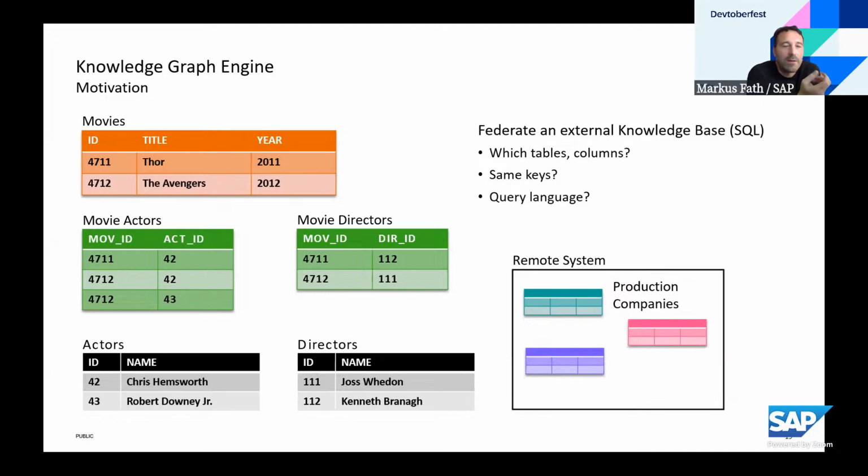Furthermore, what if there is a remote system which you would like to include in your knowledge base, which, for example, holds information on the production companies of the movies? So here the question is, how do you connect to that remote system? How do you identify the tables which you want to integrate in your knowledge base? Which columns are there? What do they mean? And especially if you want to do right joins and stuff like that, you need to figure out, hey, what are the keys? Do they relate?